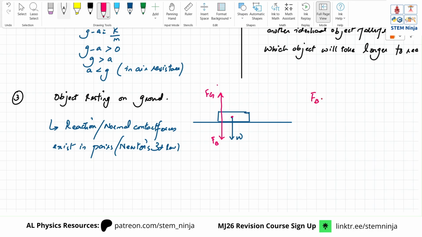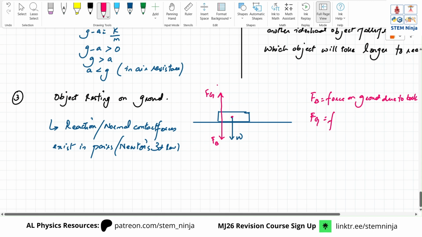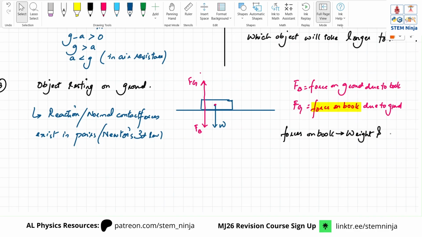So FB is the force on ground due to book, and Fg would be the force on book due to ground. Now the key word over here is the force on the book. So there are two forces on the book. So forces on book include weight and reaction force or normal contact force. So normal reaction force.